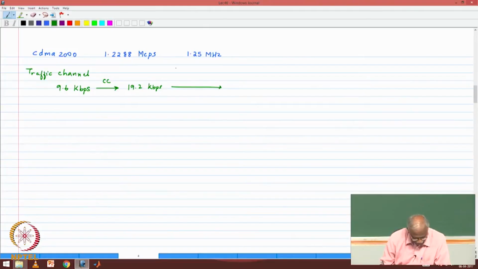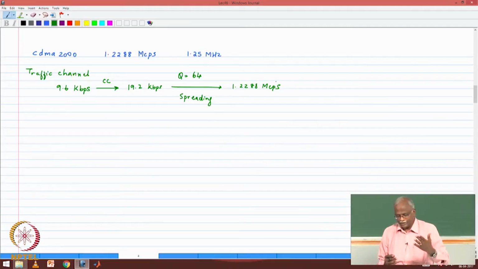The next step is the spreading. Q equal to 64 is the spreading factor that we use. It is one of the codes from the Walsh 64-length Walsh-Hadamard sequences, and this is the spreading operation. So there are two stages of bandwidth expansion. Coding also expands the bandwidth, spreading expands the bandwidth, and eventually we get to 1.2288 mega chips per second. If somebody wanted more than 9.6 kilobits per second, you would have to give them multiple spreading codes.